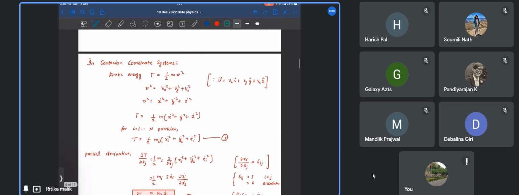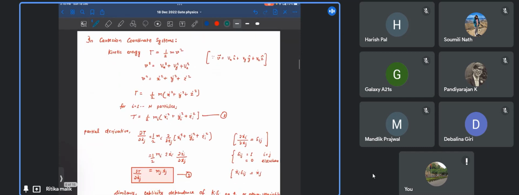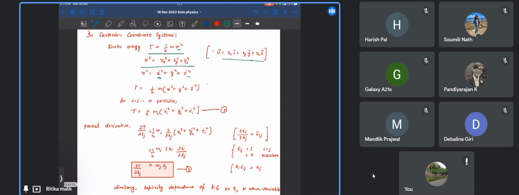In the case of the Cartesian coordinate system, kinetic energy is given by 1 by 2 mv square, where v is a vector quantity. So you can always write it as x component, y component, z component. So v square is given by this quantity. I just write vx as x dot, and y dot and z dot in the dot formalism. So this is your kinetic energy in the Cartesian coordinate system. Instead of one particle, if you have a number of particles, then you just take the sum over all these particles with their masses, and you will get the total kinetic energy of your system.